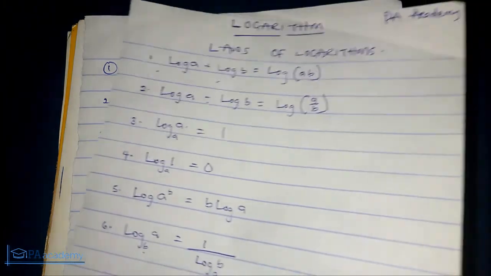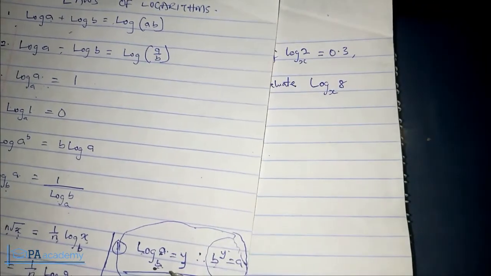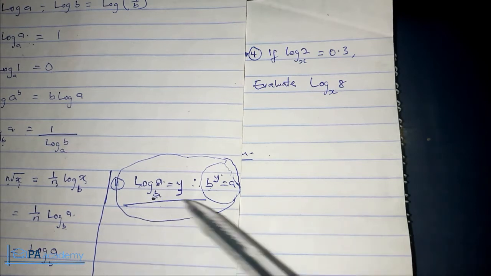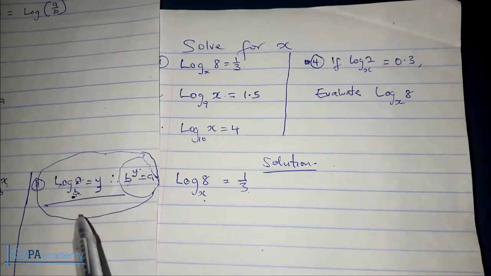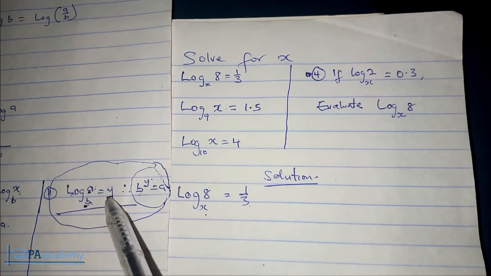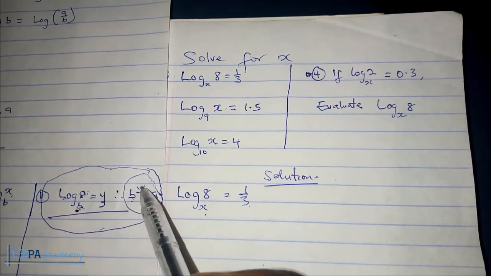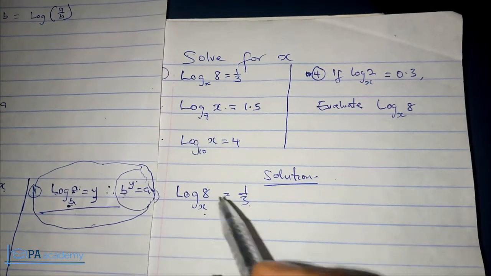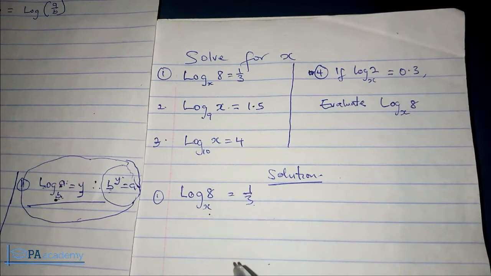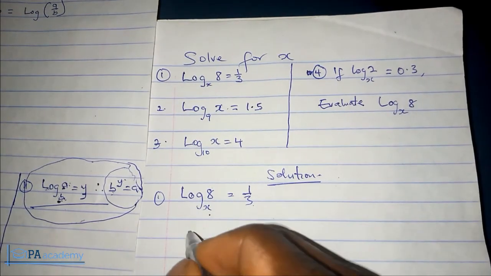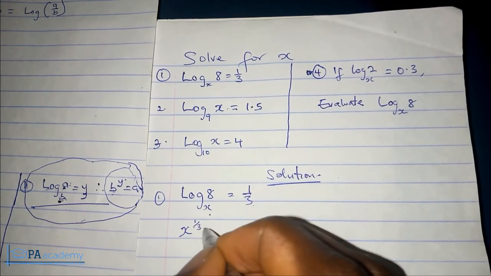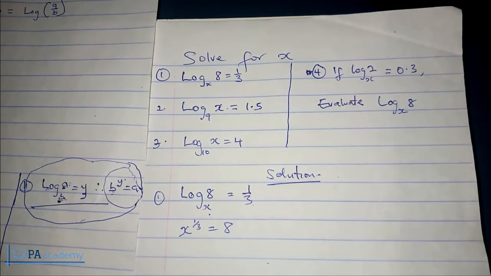The law we are going to be applying here is law 11, which we looked at in part 1 of this video, where we have log a to base b is equal to y. So we can have it as b raised to power y is equal to a. What are we saying? If you compare this law 11 with question 1, what we are going to have is x raised to power 1 over 3 is equal to 8.